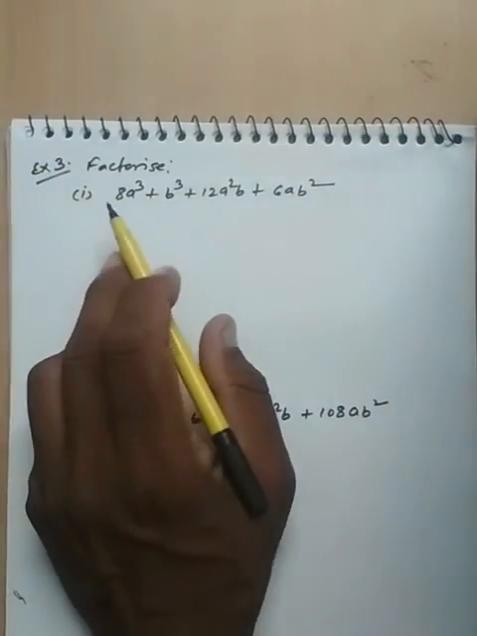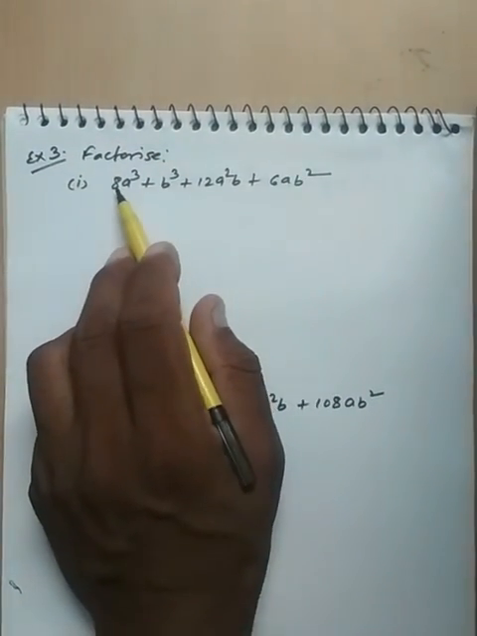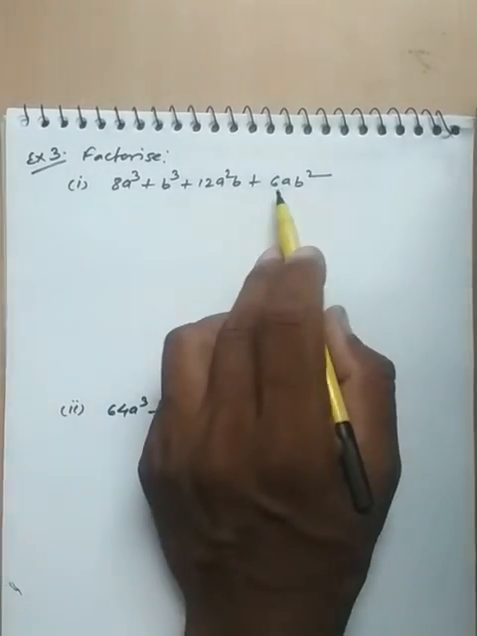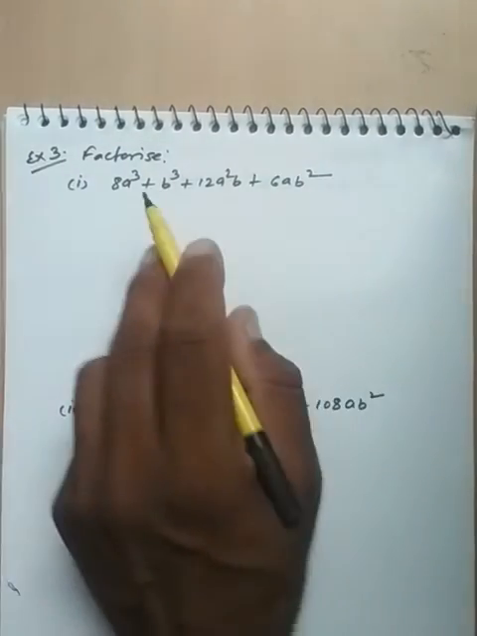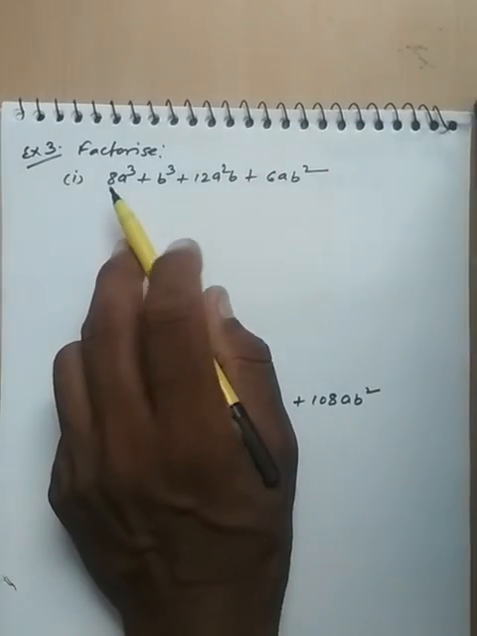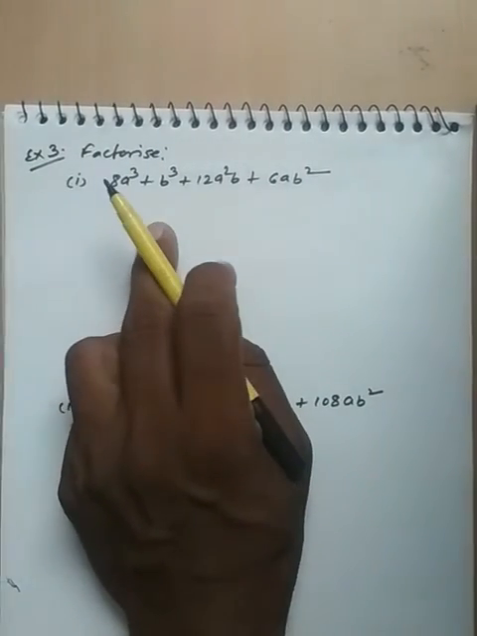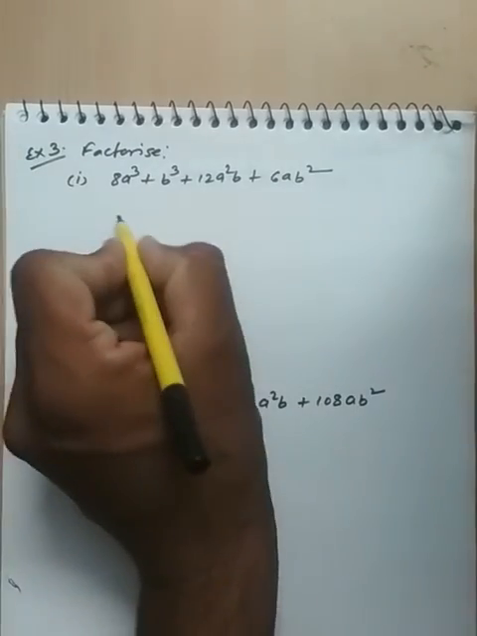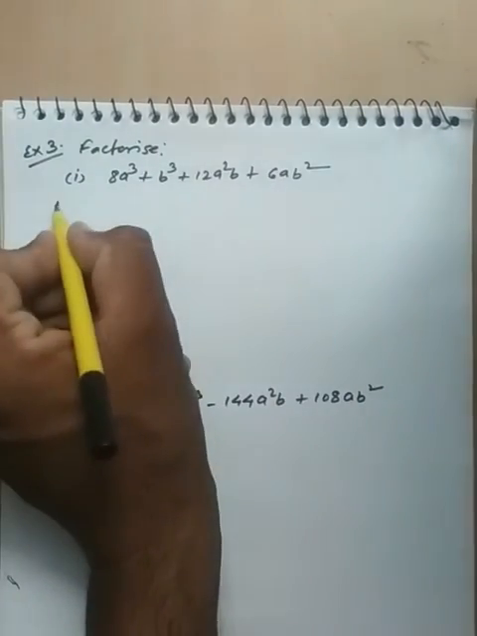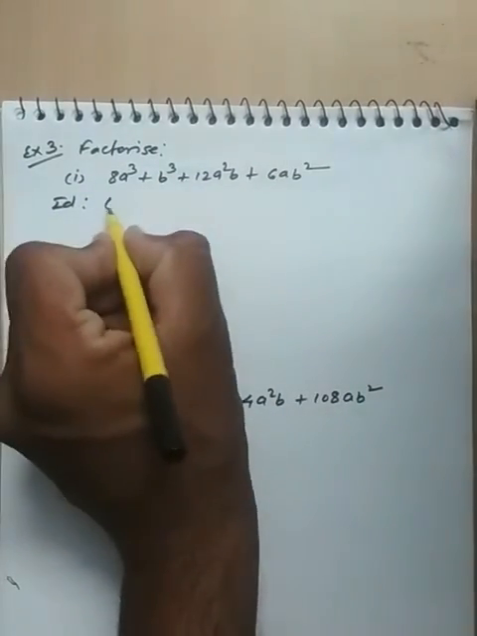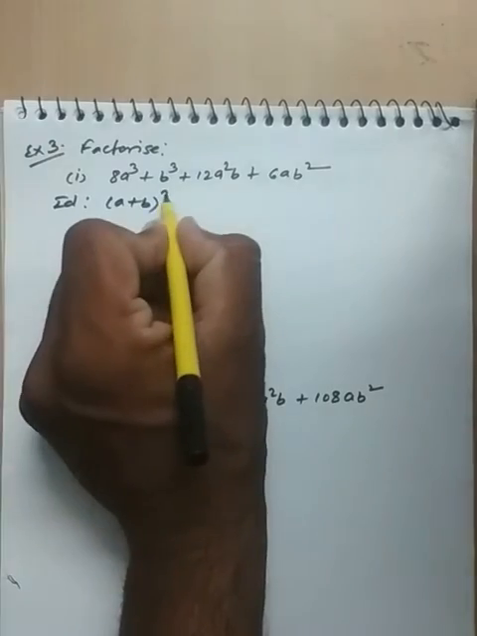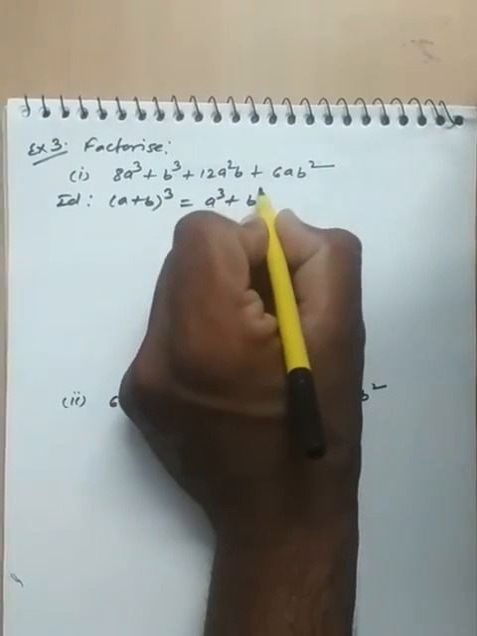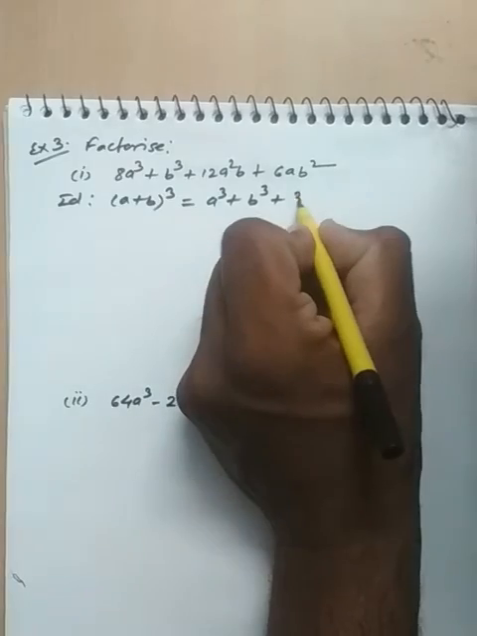Our next question is: factorize 8a³ + b³ + 12a²b + 6ab². In this type of question, we are using the identity of (a + b) whole cube, because the identity for (a + b)³ is a³ + b³ + 3ab(a + b).